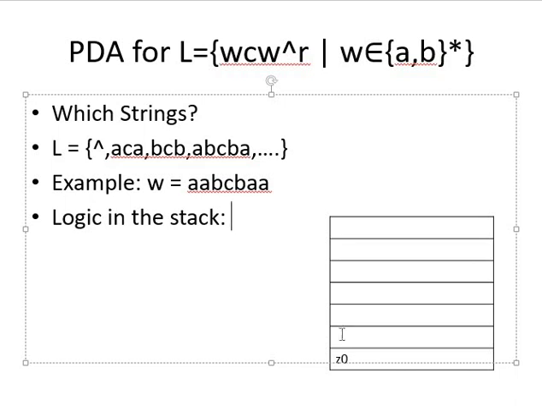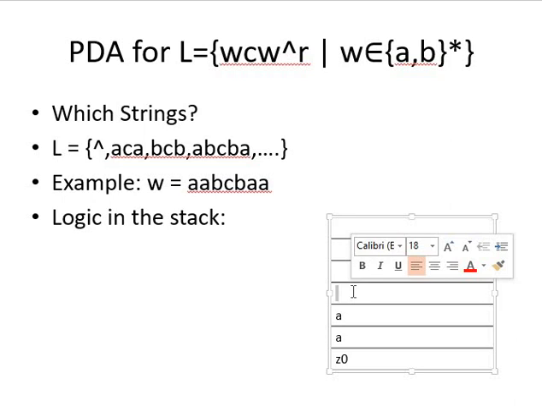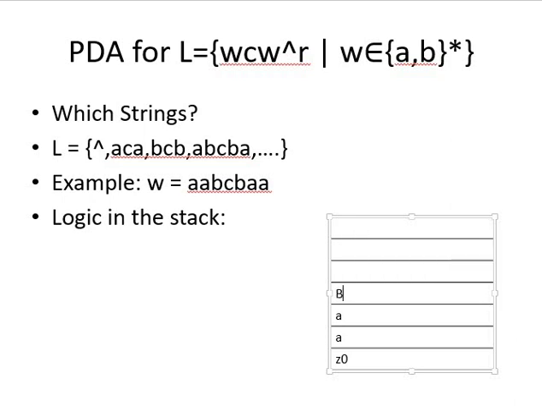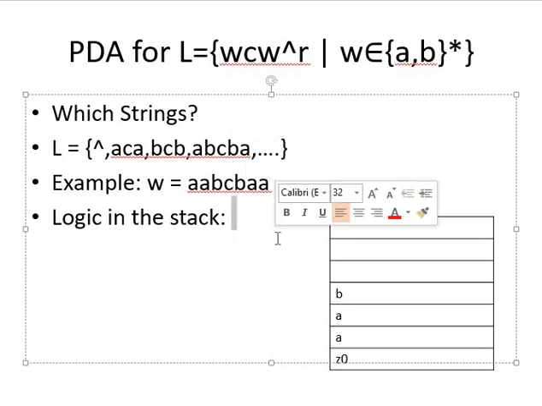Ready? So once a appears, I will push it on the stack. Another a appeared, I will push it on the stack. Then b appeared, I will push it on the stack. So I have pushed a, a, b on the stack, and then C appeared. What will we do when C appears? We will not push anything, will not pop anything. We'll simply read this input symbol C and we'll change our state.